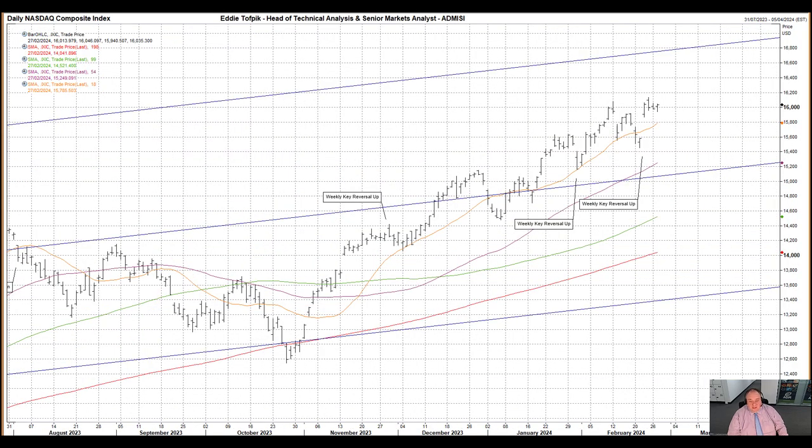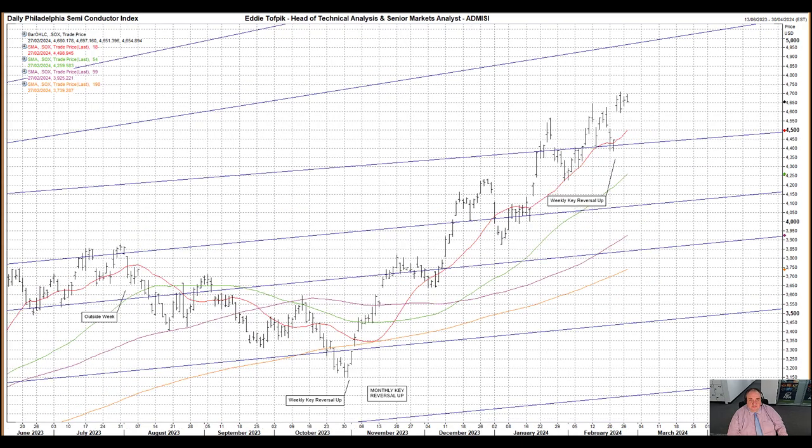Elsewhere in the stock indexes, we had a weekly key reversal up in the NASDAQ composite index last week, which has really neither seen a move higher nor a move lower this week. This is also true of the PHLX semiconductor index, which likewise had a weekly key reversal up last week, which in reality has only seen a small follow-on higher, though we are still within last week's range.